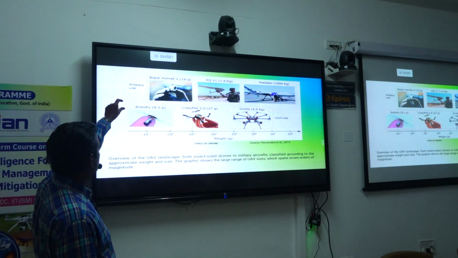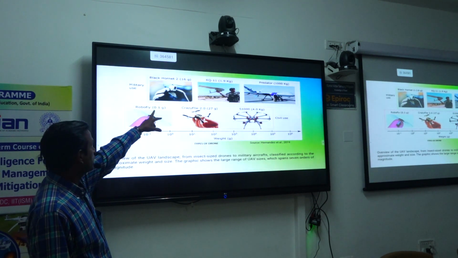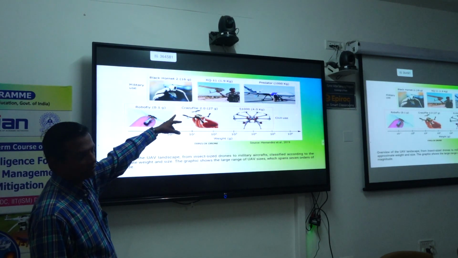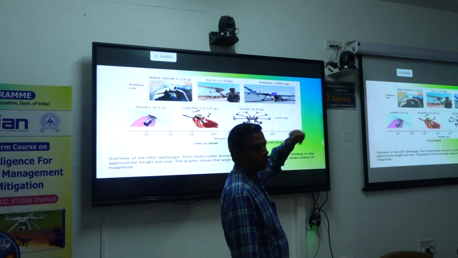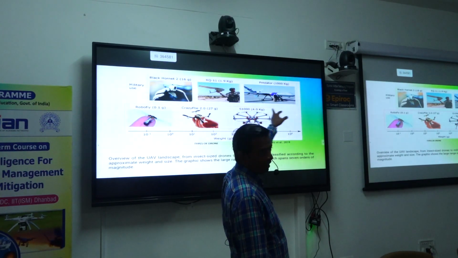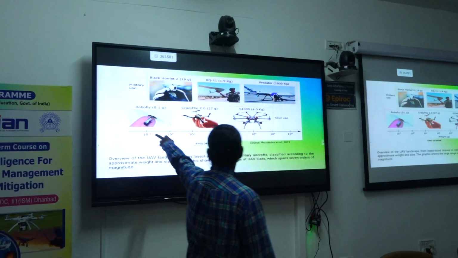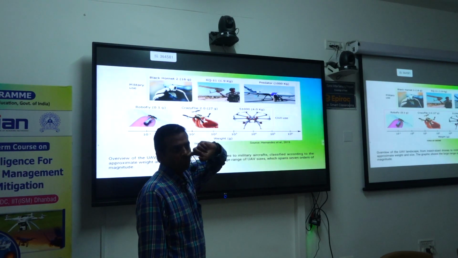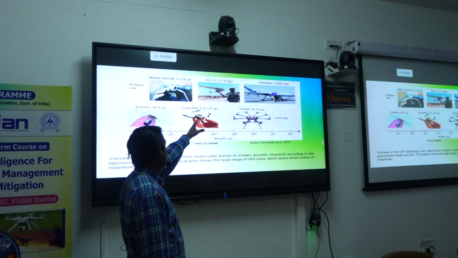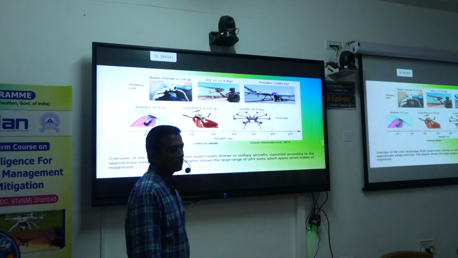the first one is the Black Hornet with almost 16 grams. The next one, RQ-11, is about 1.9 kg. And Predator is almost around 1000 kg. Generally these are used especially for military purposes. Now if you see the civilian uses, there is the Robofly, almost 1.5 grams. The next one, Crazyflie 2.1, is around 25 grams. The next one is S1000, which is around 4 kg.